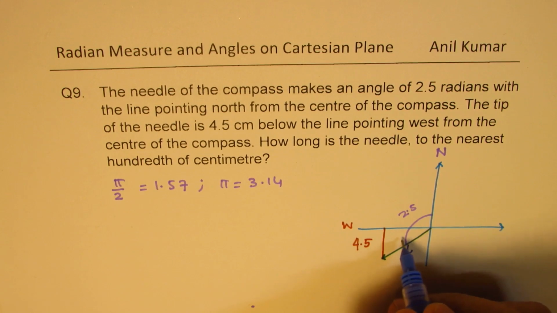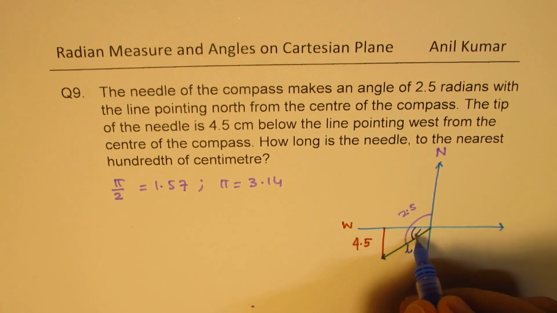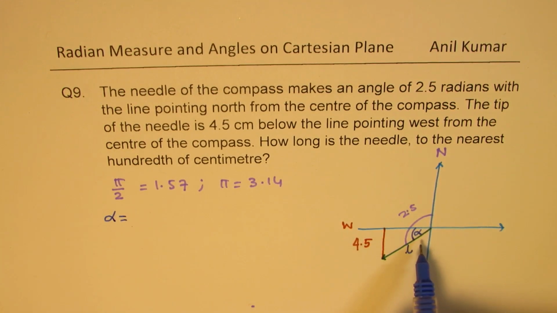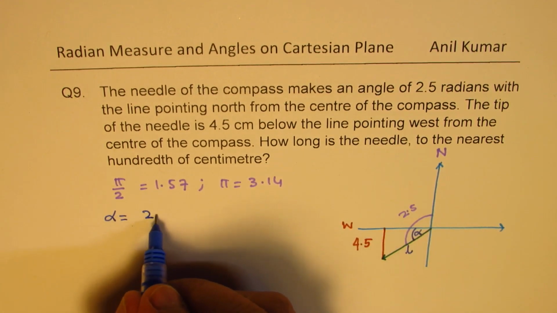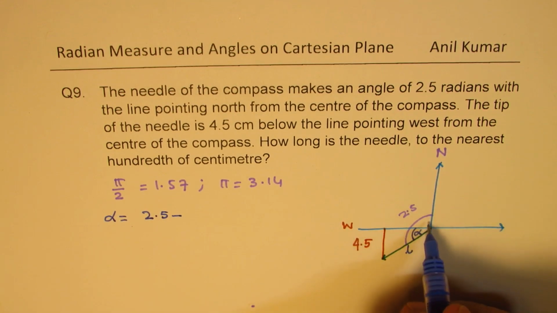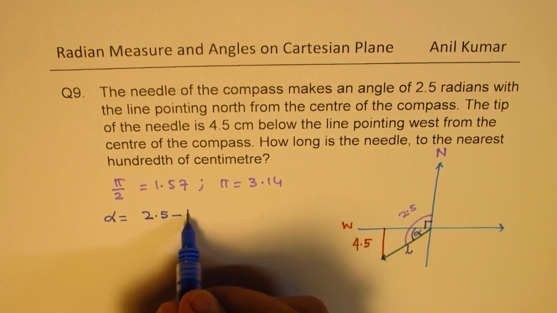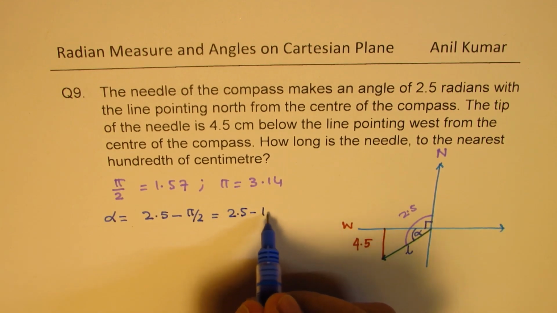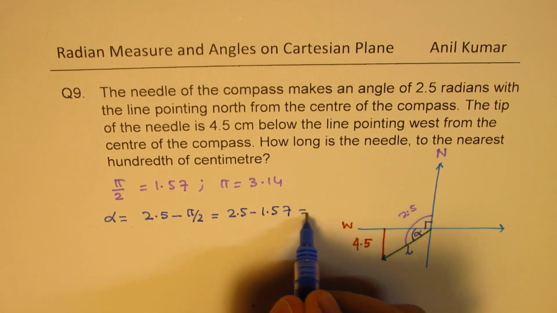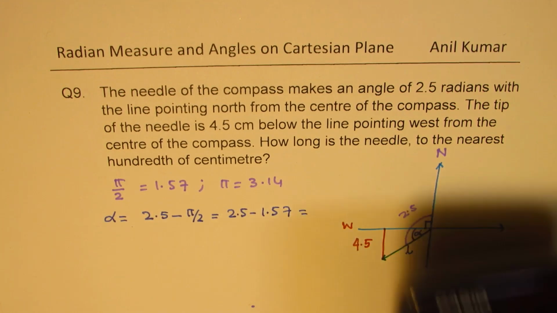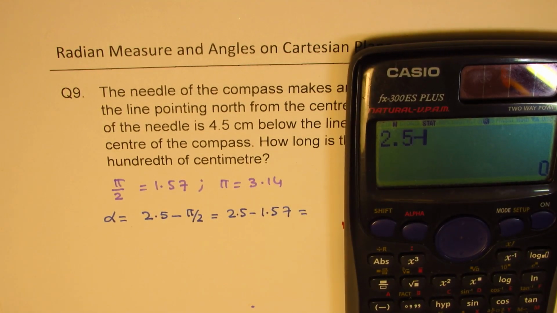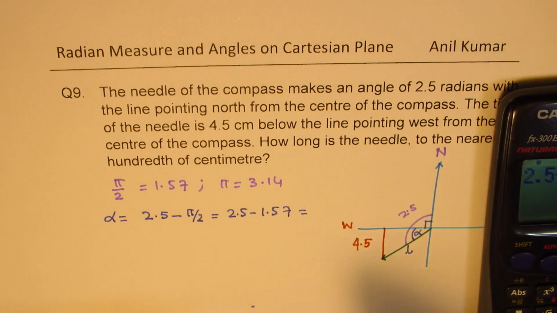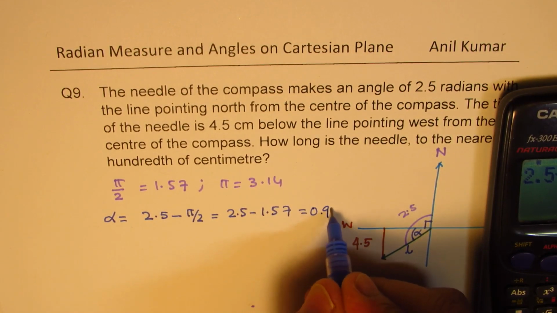So let us figure out first the acute angle alpha here. Acute angle alpha will basically be equal to 2.5 radians take away this pi by 2, which is the same as 2.5 take away 1.57. Right, so let's use the calculator. So we have 2.5 minus 1.57, which gives us 0.93, right? So approximately 0.93.